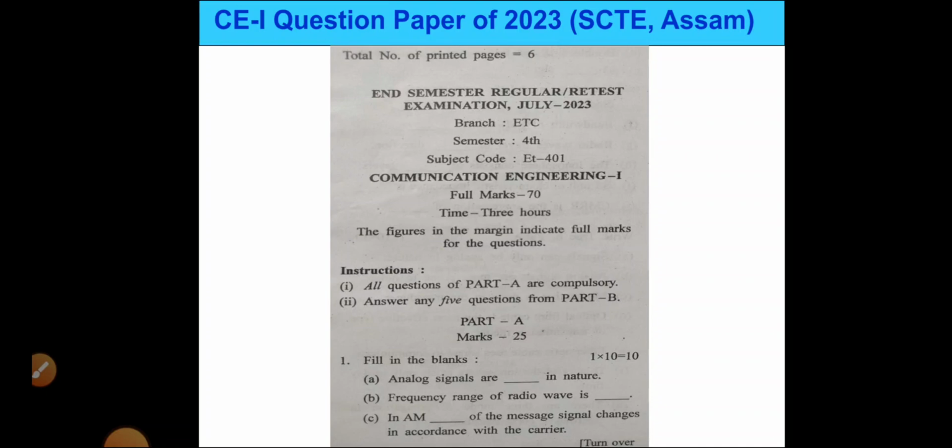So this is the end semester question paper, July-August 2023, Electronics and Telecommunication Engineering branch, 4th semester, subject code ET401, Communication Engineering 1. Full marks is 70. Time is 3 hours. There are two parts. Part A contains 25 marks, 3 questions, and in part B there are 45 marks. There are 5 questions you have to answer.